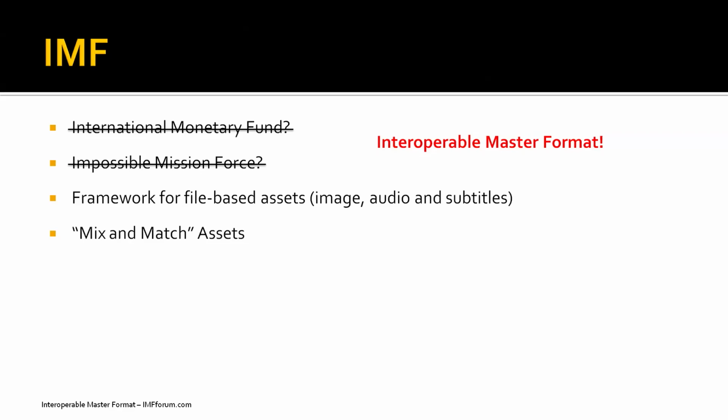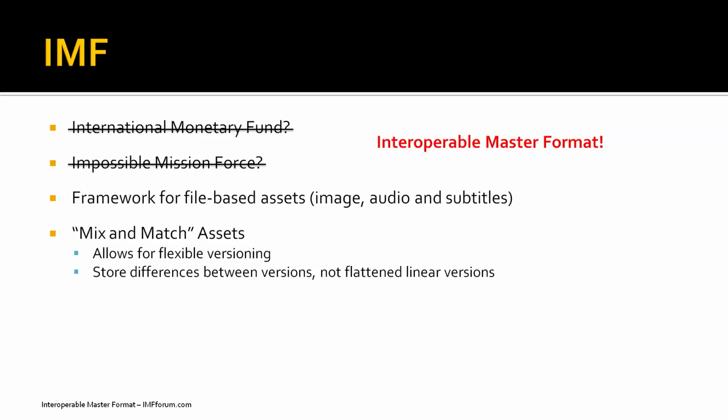The flexible framework allows you to mix and match the assets so that you can create different versions, but only store the differences between the versions. In order to save more space, you can also use mezzanine level compression for the assets. I bet you're thinking, great, another file format?